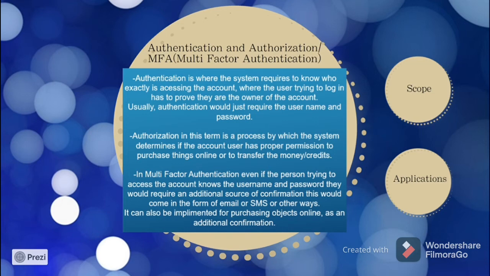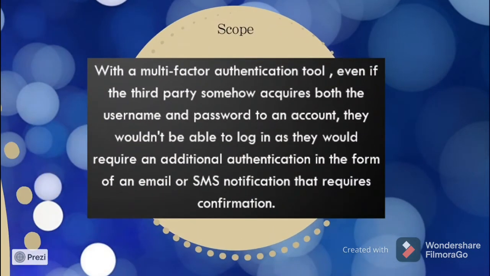In multi-factor authentication, even if the person trying to access the account knows both the username and password, they would require an additional source of confirmation. This will come in the form of email or SMS or other ways. It can also be implemented for purchasing objects online as an additional confirmation under authorization. With a multi-factor authentication tool, even if a third party somehow acquires both the username and password, they wouldn't be able to log in, as they would require an additional authentication in the form of an email or SMS notification that requires confirmation.